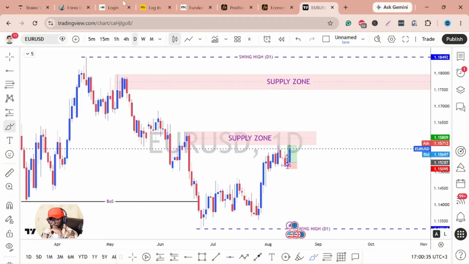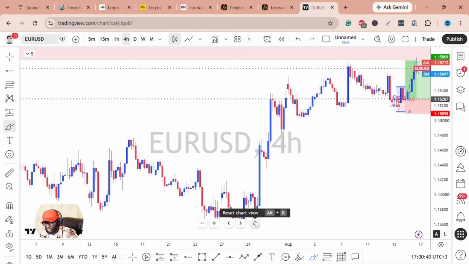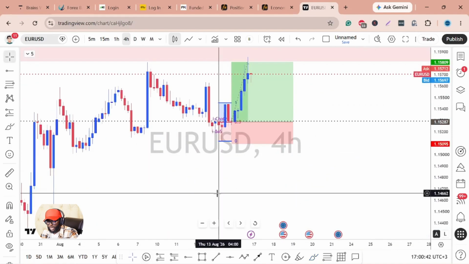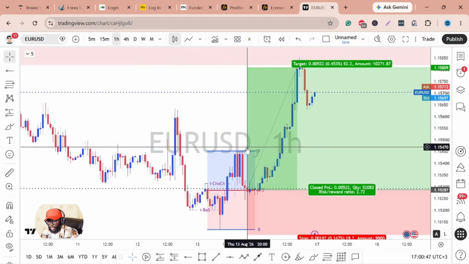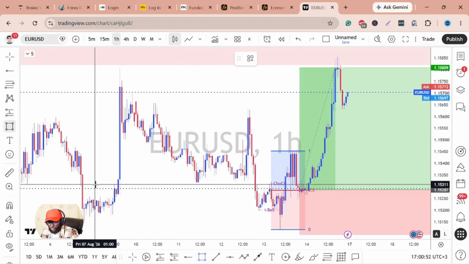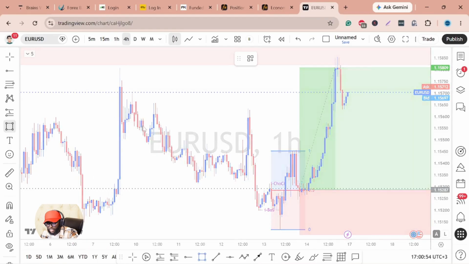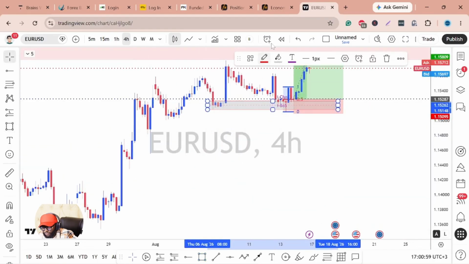So Euro USD, I'm going to be recapping this beautiful position that we had last week. During the CPI, we were trading this bullish move over here. Let me just show you what we were looking at. Initially, even before NFP, I was looking for price to tap this demand zone over here, which is a 4-hour demand zone.